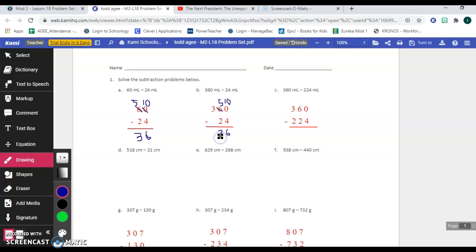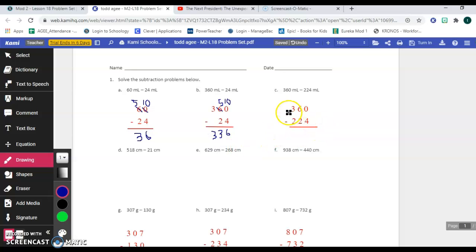And it's important that I try to keep these organized and lined up, neat, and just very clear. If you smash the numbers together or you do things in kind of a disorganized way, you're going to end up making calculation mistakes. So now I've got 3 hundreds minus 0 hundreds. So 3 minus 0 is 3, 336.